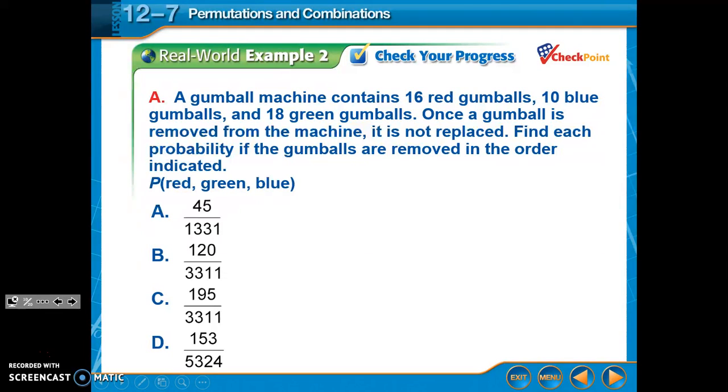You guys find the probability of picking a red, a green, and a blue. And then a green, blue, and not red.